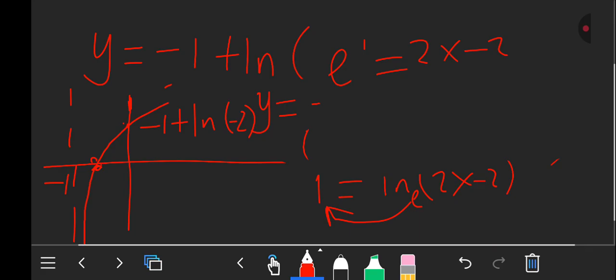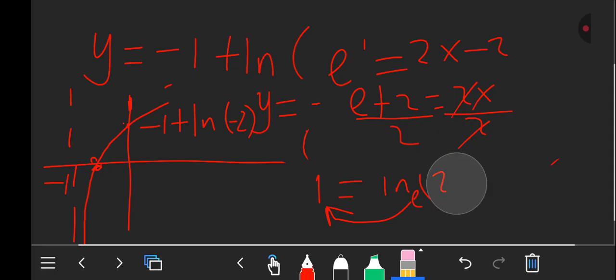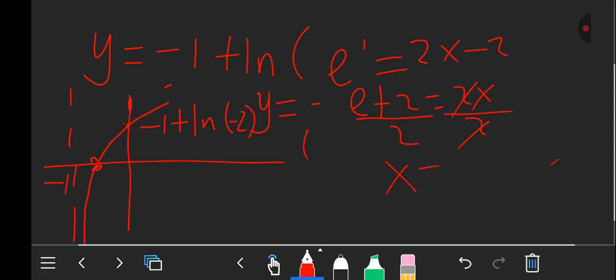To find the value of x, this 2 will go to this side, so e plus 2 is equal to 2x. Then you find the value of x. So our value of x will be equal to (e plus 2) over 2. So there the point is (e plus 2) over 2. So this is how you get to sketch the logarithmic functions.